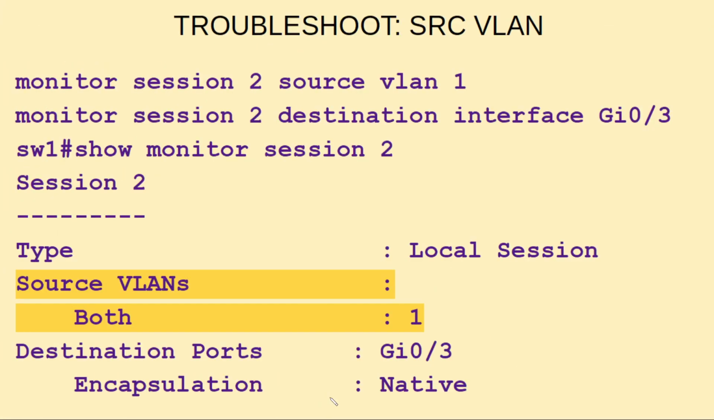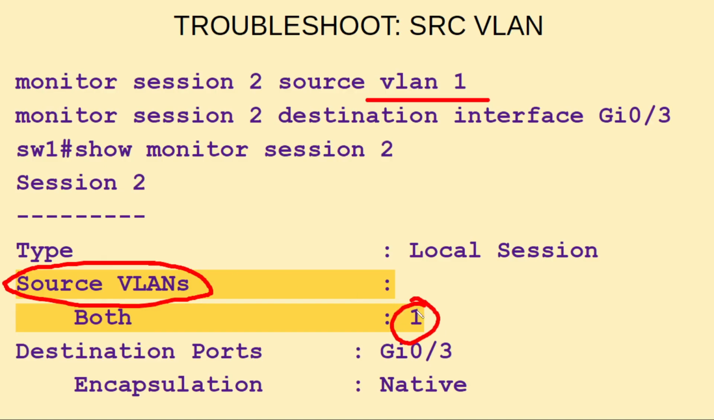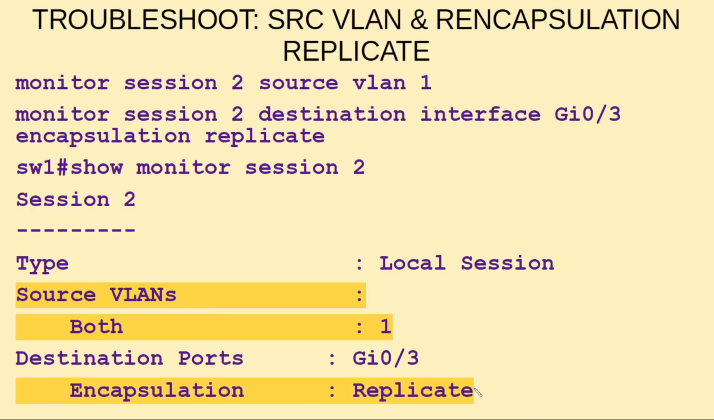In this other example, we are actually monitoring a VLAN. We are not examining a port, but rather a VLAN. So we are using VLANs as source, only VLAN 1, and we are sending a copy of whatever is traversing VLAN 1 through this destination. We are not going to include tags or control frames.